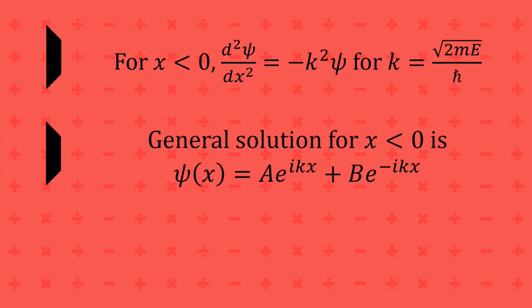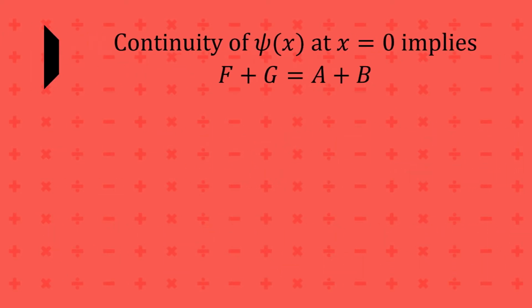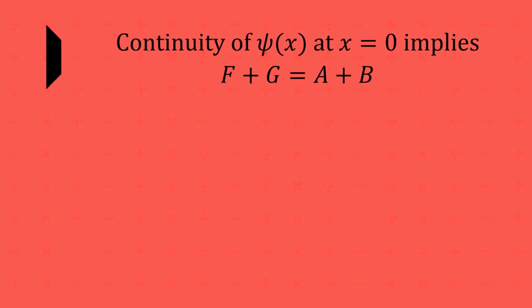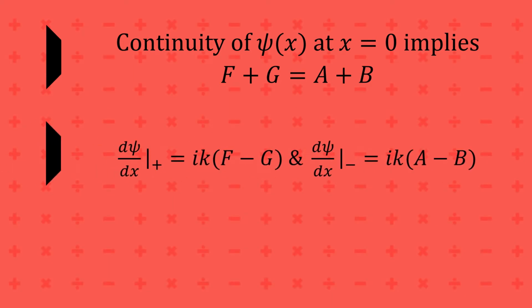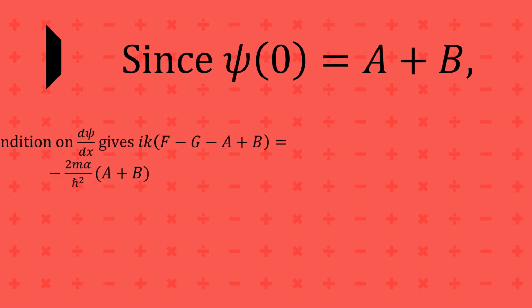For x negative, the Schrödinger equation is given by this expression, and the general solution of psi of x is given by this expression for x negative. And similarly for x positive, we get this expression here for psi of x. The continuity of psi of x at x equals 0 thus implies that F plus G is equal to A plus B. We can also find this expression for the derivative of psi approaching from the right and the derivative of psi approaching from the left. So we get this expression here for the discontinuity in the derivative at x equals 0.